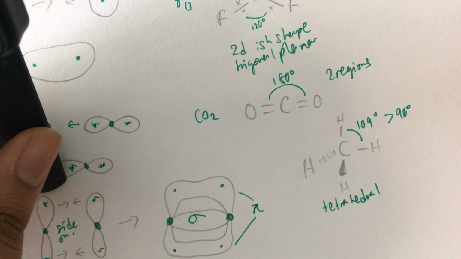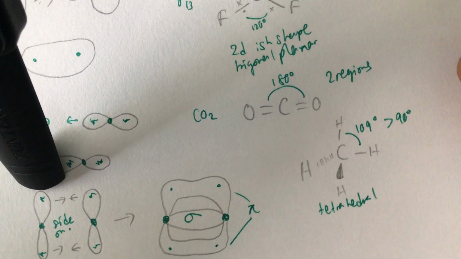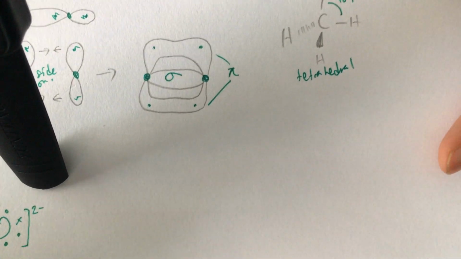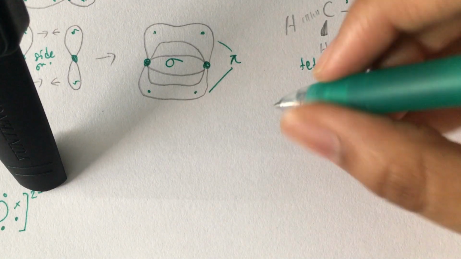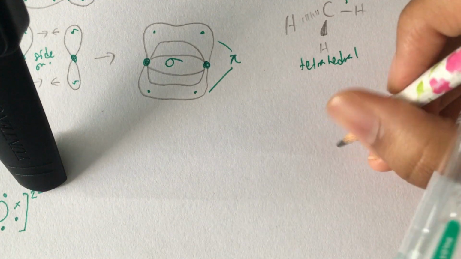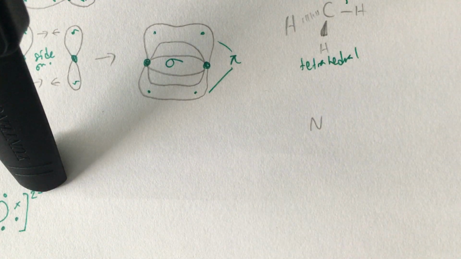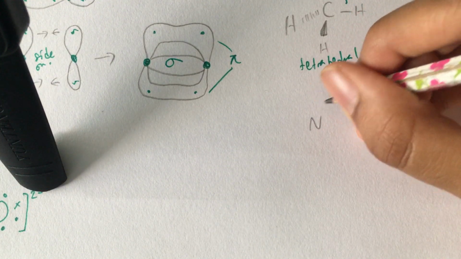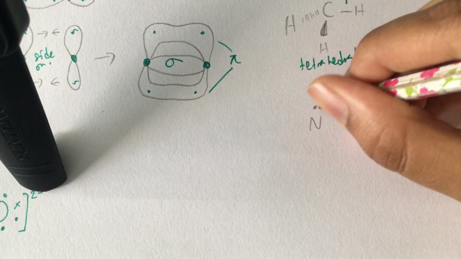Now we look at NH3, which is trigonal pyramidal. So instead of trigonal planar, it's trigonal pyramidal. The reason here is that nitrogen has one lone pair of electrons, when you're talking about the ammonium ion.